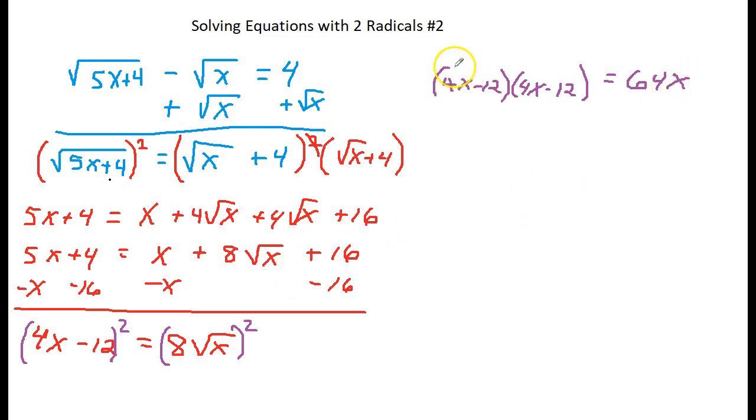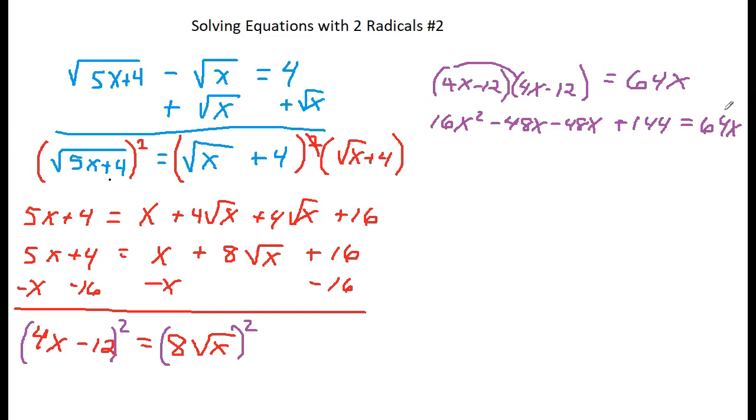Oh, not bad. So multiply the first terms. 4 times 4 is 16, so we have 16x squared. Outside, 12 times 4 is 48, so minus 48x. And then minus 12 times 4x gives you minus 48x. See, the numbers can get big. All right, and then 12 times 12 is 144. So plus 144, because negative times a negative makes a positive, equals 64x.